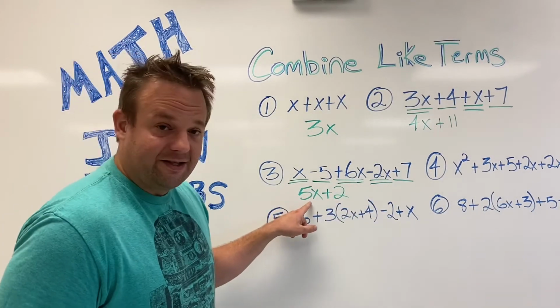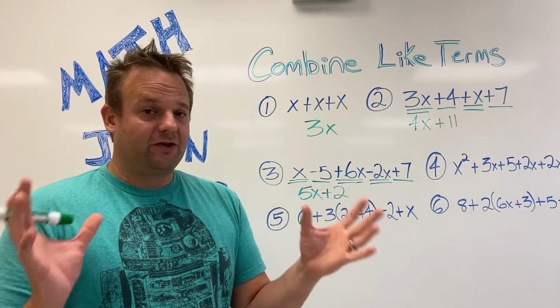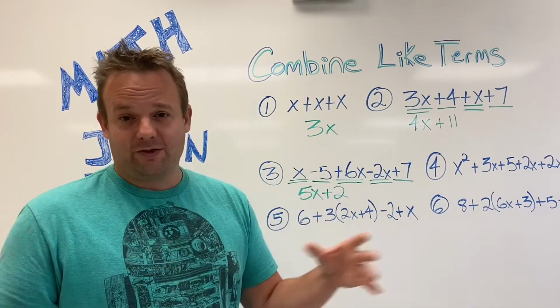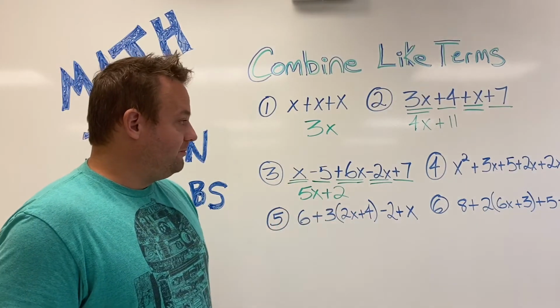Think of the 5x as 5 squares and the 2 is 2 circles. You can't put the squares with the circles, okay? It's like apples and oranges. They don't mix. So you have 5x plus 2.